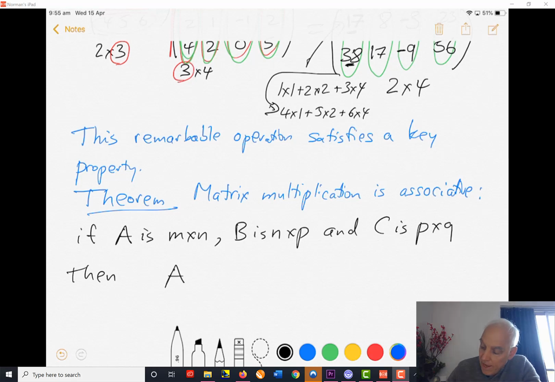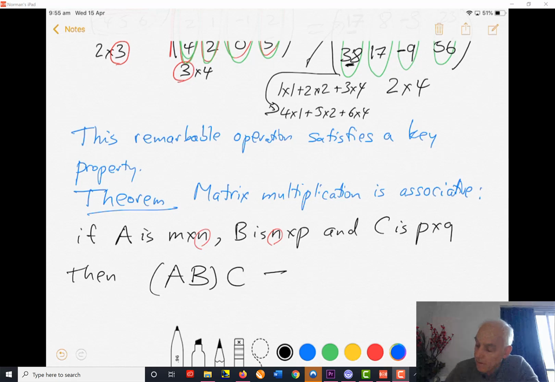we're allowed to multiply A, B, because this N and this N are equal. And then we'll get an M by P matrix, which we are allowed to multiply by C. So this product makes sense. AB times C makes sense.